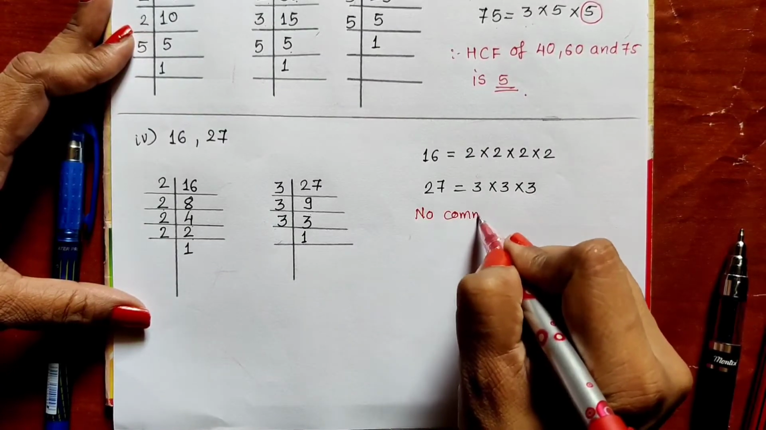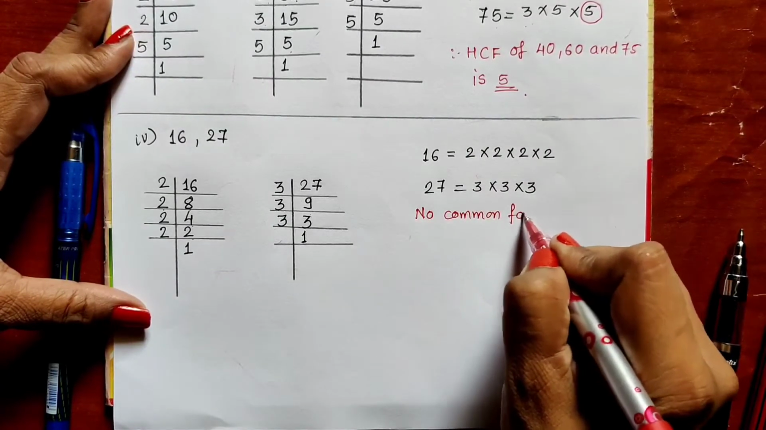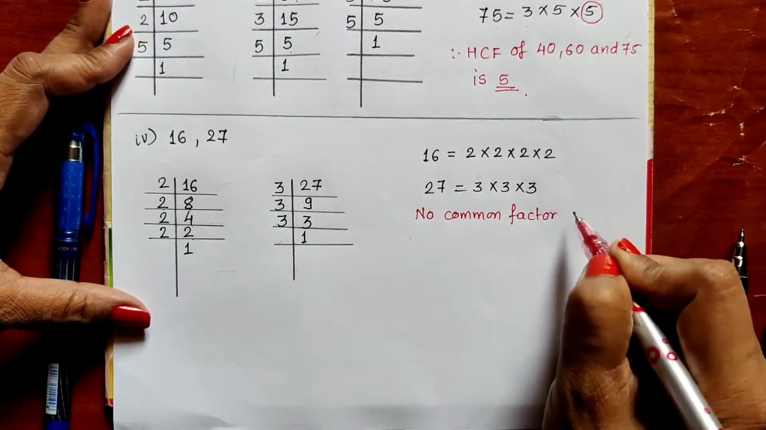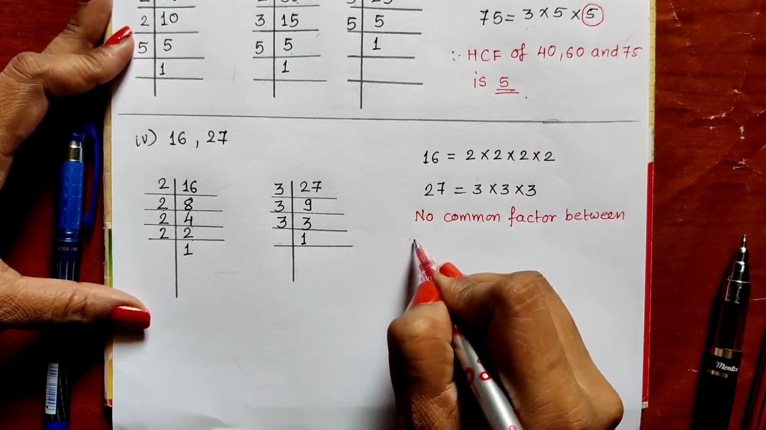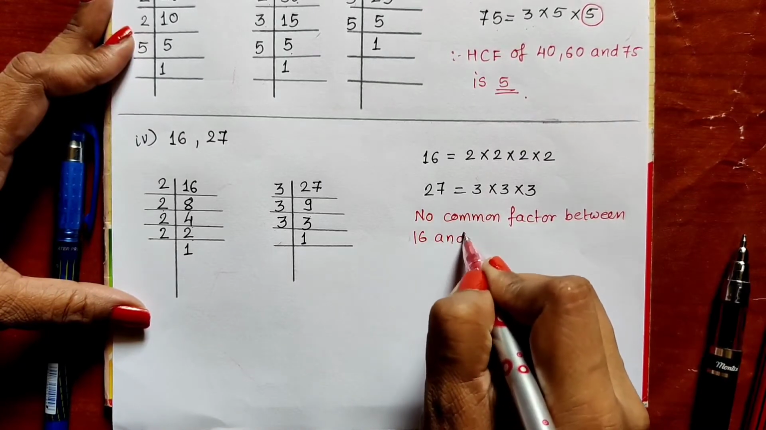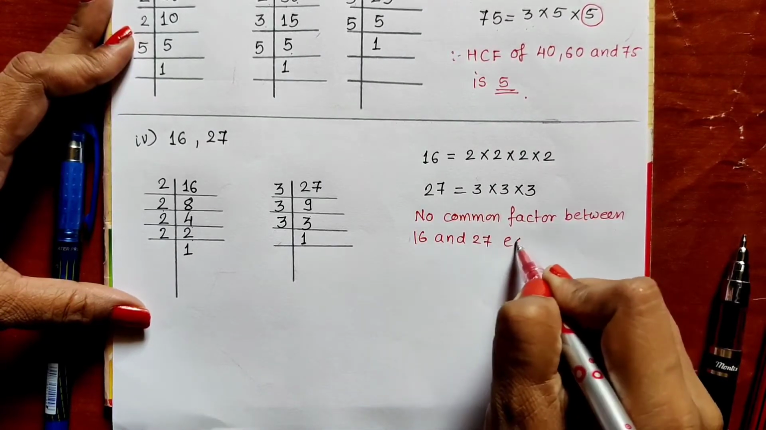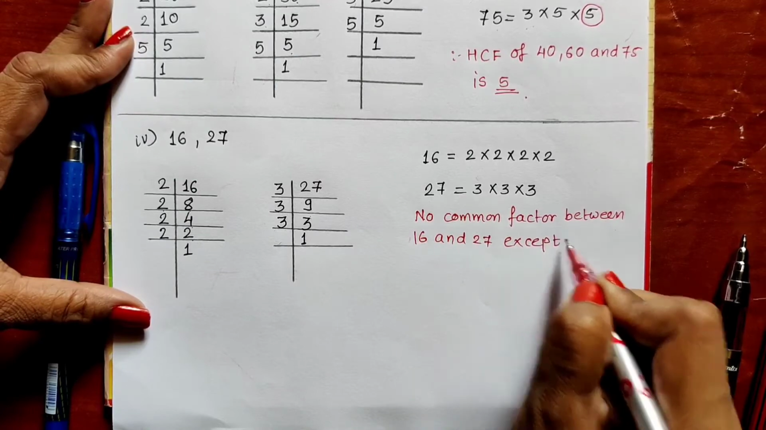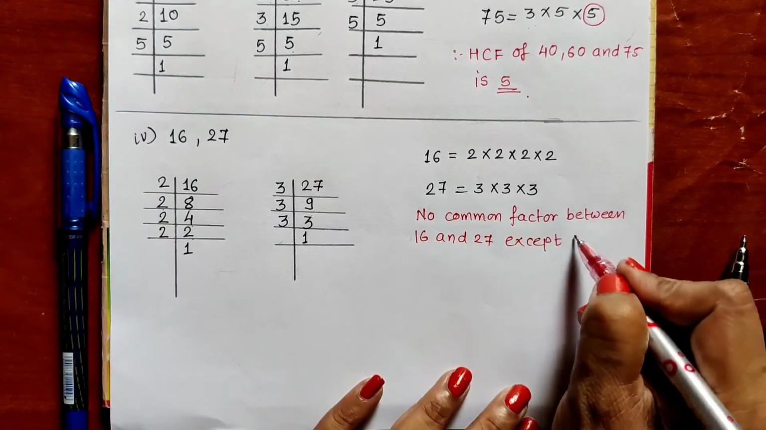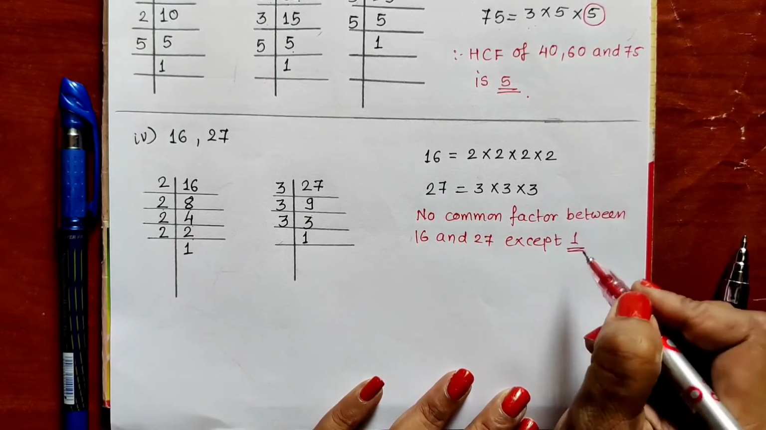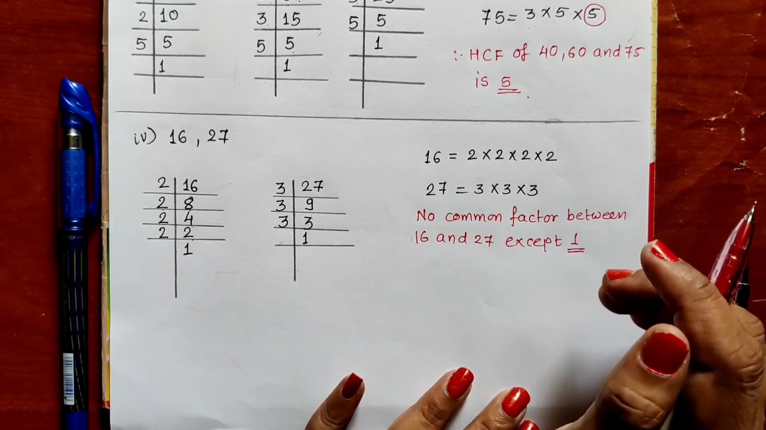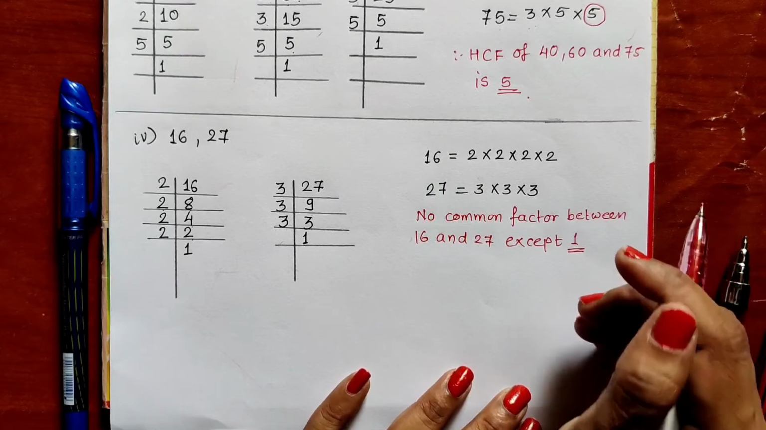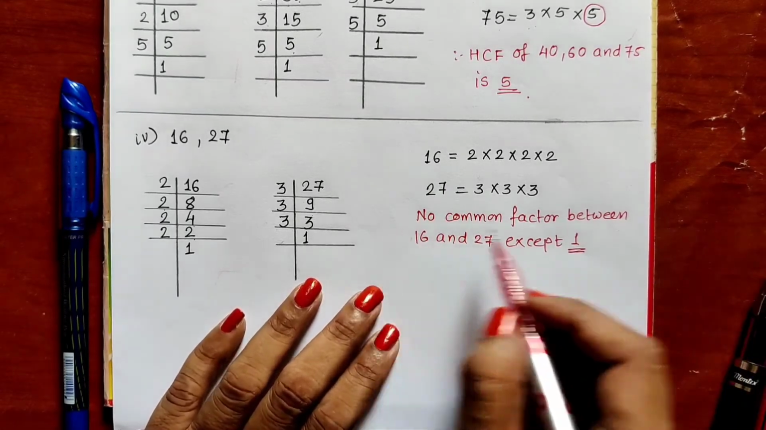No common factor between 16 and 27, except, which one will be the common factor then? Except 1, because we all know 1 is the common factor of all the numbers. All the numbers in the universe have 1 as the common factor. So there is no common factor.